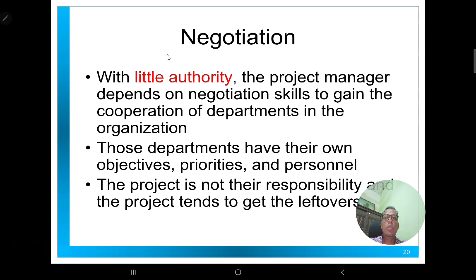So in terms of negotiation, of course, as a project manager, as a leader, you have a little bit of authority, but it's depending on your negotiation skills to gain the cooperation of departments or the workers in the organization, to make sure that some of the tasks, some of the process within the project can be implemented. You have the power, you have the right to make some of the decisions, right?